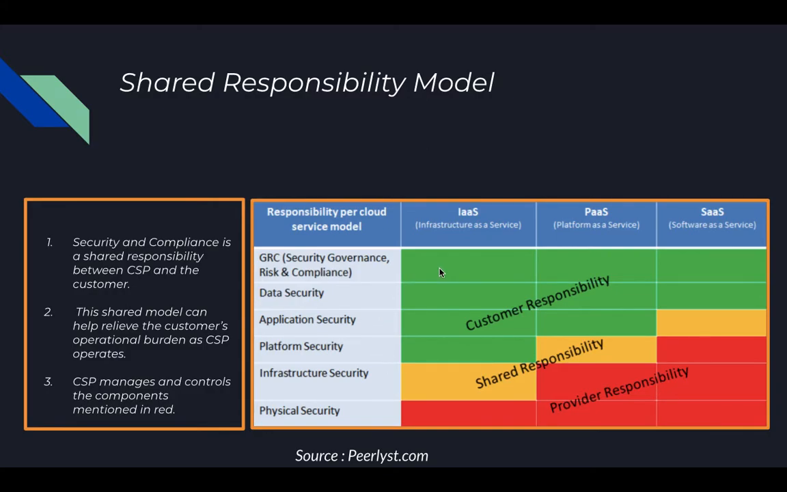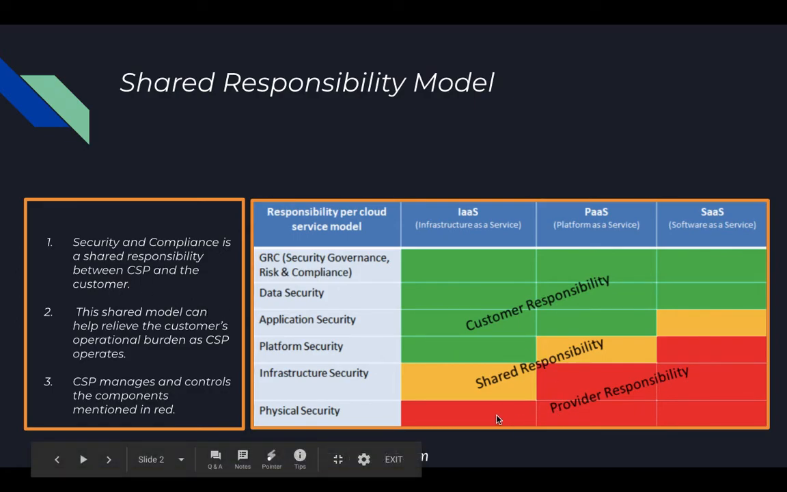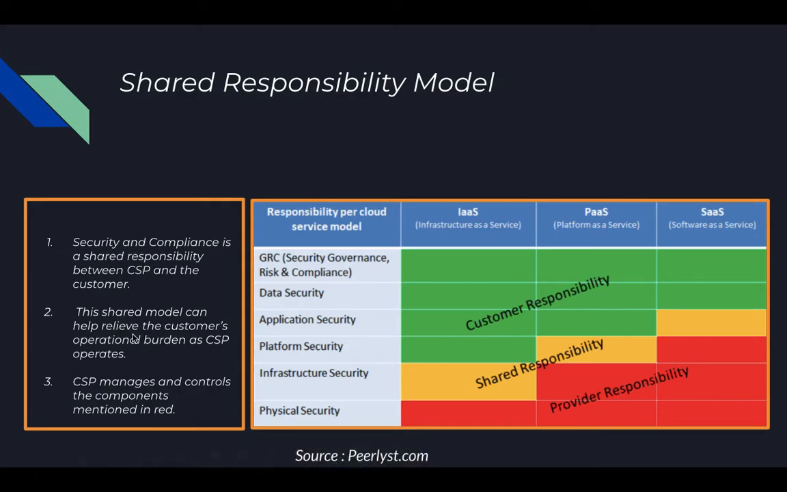service models. Before digging into this diagram, let's understand that security and compliance is a shared responsibility between the CSP and the customer. You can see all the areas which are red. That is where the provider is responsible. And the shared model can help reduce the customer's operational burden, as the CSP operates.